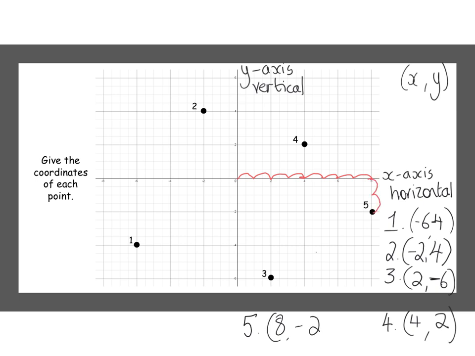So then if we look at the coordinate geometry worksheet that you're going to be working on, it kind of goes through it. So it's all based on the coordinate plane, so everything we've been looking at so far. And it talks about the x-axis first. And remember that the x-axis goes along the line, so it's the horizontal axis.